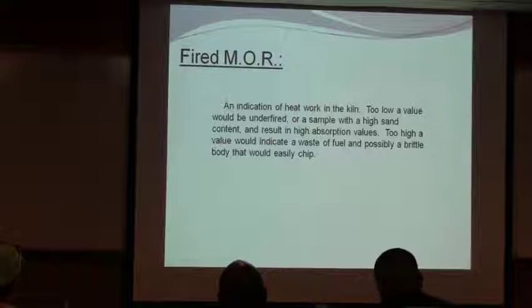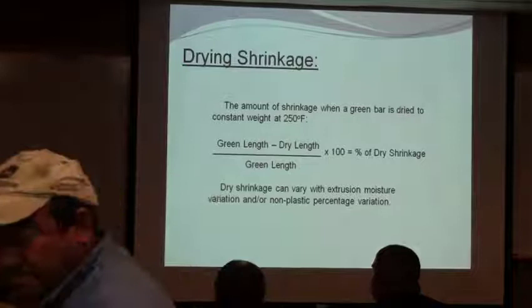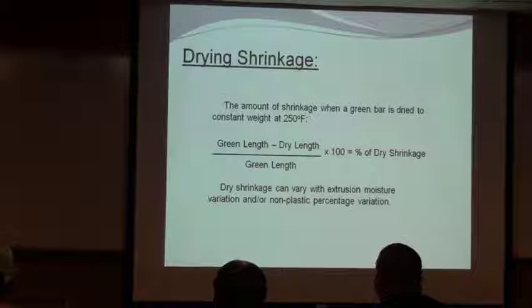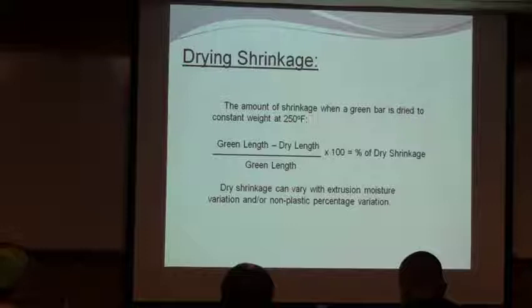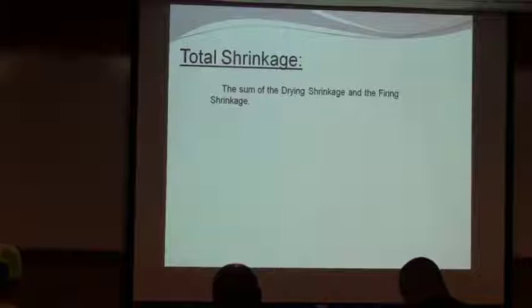Dry shrinkage, it's the same thing with the water on ignition. If you guys have ever seen the little bars, they have little shrinkage marks on them. When we first extrude the bars, we put them in there, they're 100 millimeters apart. And once it's dried, you measure it again. It'll measure to 94 point whatever. Well, that's a quick way. Since you start with 100, you'll know what your percentage is. But that's the actual formula for calculating it. Fired shrinkage, same thing, except you just do it after you're fired, and your total shrinkage is your drying shrinkage plus your fired shrinkage.